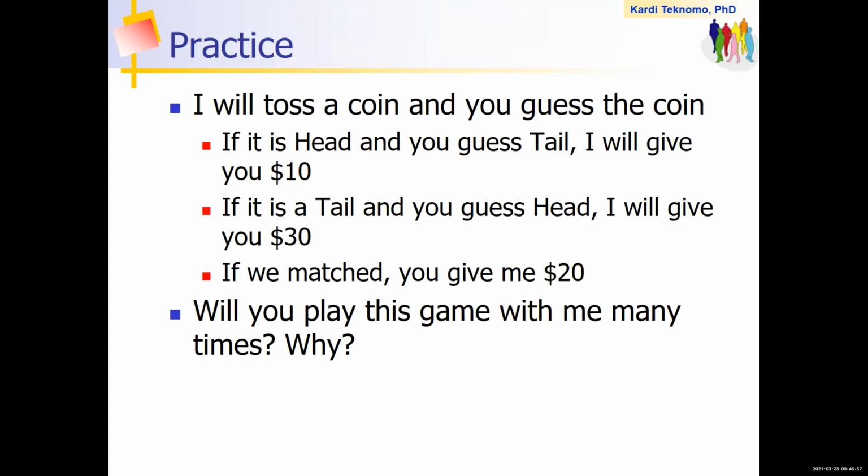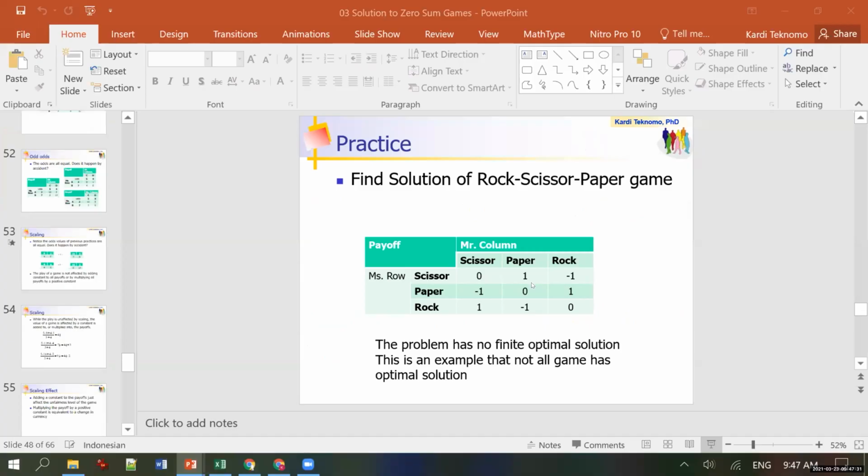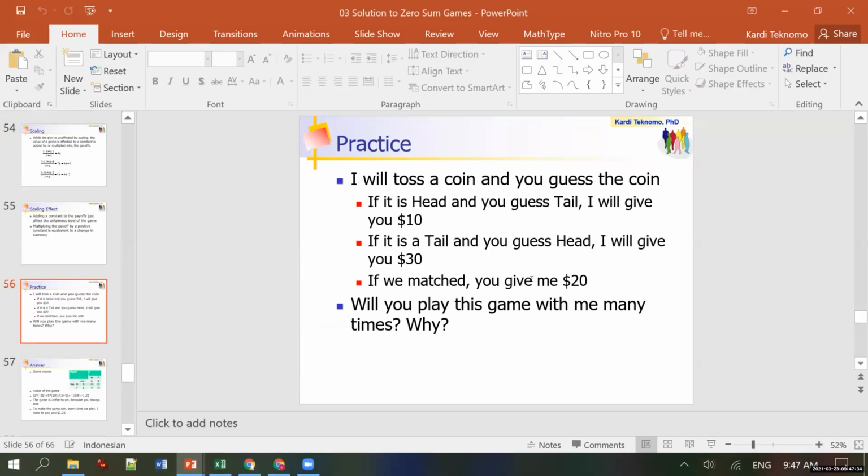Now try this practice. If I toss a coin and you guess the coin, if it is a head and you guess tail, I will give you $10. And if it is tail and you guess head, I will give you $30. If we are matched, you give me $20. So the question is, will you play this game with me many times? Yes or no, and why? Anyone? Anyone want to answer this?